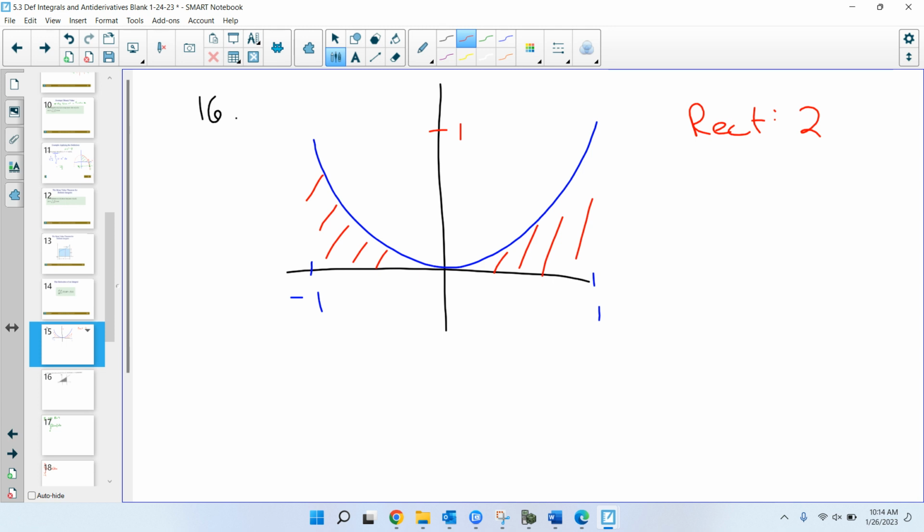How did you guys? Subtracted area. It said to use geometry, right? Didn't it say to use geometry for that one? So you did the area of the semicircle, which is what? I got 1/2 pi times what's the radius? 1 squared.